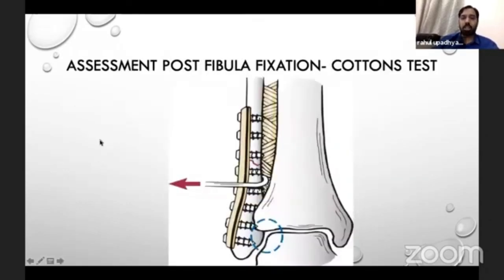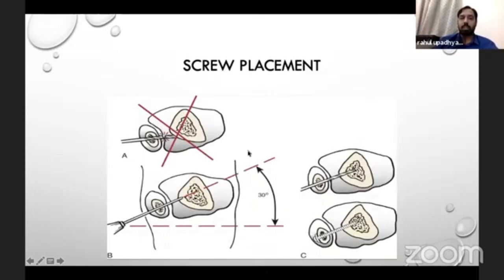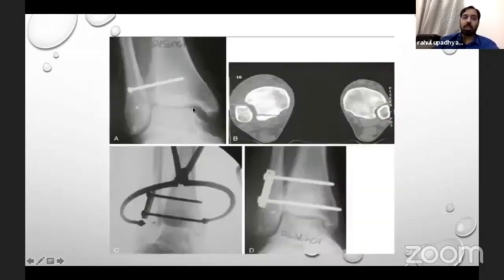So this is the cotton stress test. After you fix the fibula with anatomical reduction, if there is no movement, it is a stable syndesmosis, no need to fix. Screw placement is going to be posterior to anterior, with about 30 degrees of angulation for the correct placement. If it is like this, C, it's an incorrect screw placement where the syndesmosis is still open. So you take the screw out, place it correctly, and then achieve the correct syndesmotic length.